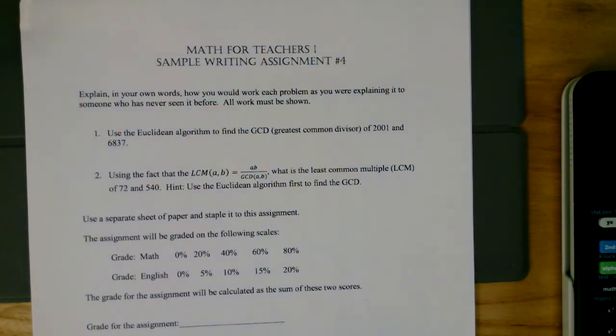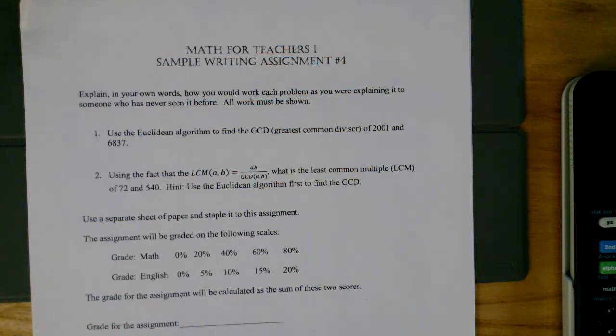All right, in this video, we're going to talk about the sample writing assignment number 4, which is going to be similar to the actual writing assignment number 4 that will be due. So these are just similar problems, so that way you get an idea of how to complete that actual writing assignment number 4.